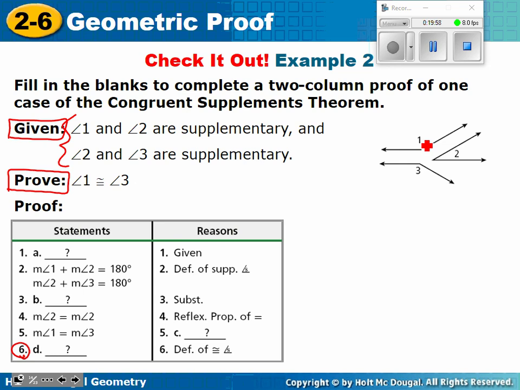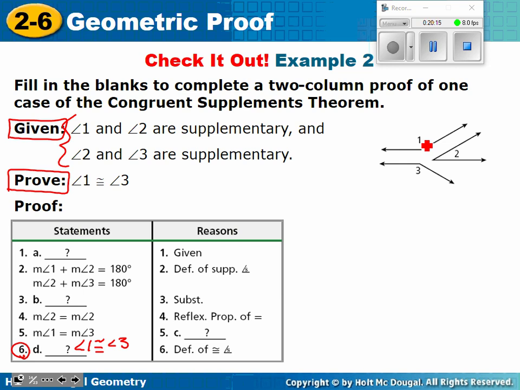So right now, just looking at this, what do I know has to go for number 6? Okay, so this has to be angle 1 is congruent to angle 3. So again, these fill-in-the-blank proofs can be a little bit easier because there's some things you can use to figure out what has to go there.